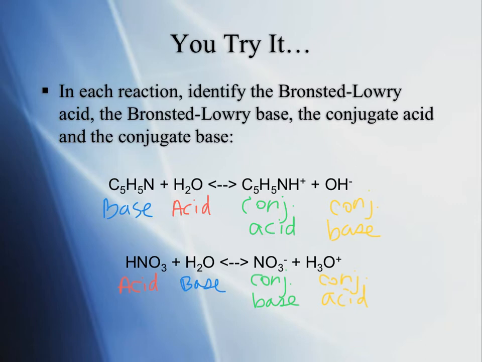So in the first one, C5H5N is the base, since he's taking a hydrogen on that side. He's got an extra hydrogen, so that makes him the base in the forward reaction. And so water must have been the acid giving away its hydrogen. And in the opposite direction, that extra hydrogen on the C5H5N molecule goes away. And so that means that molecule must be the acid, since he's giving up that hydrogen. And OH minus must be the base, since he's accepting or taking that hydrogen ion.